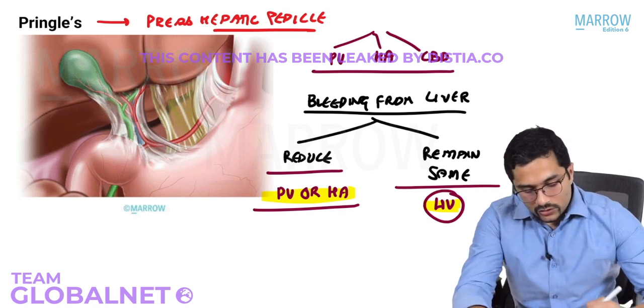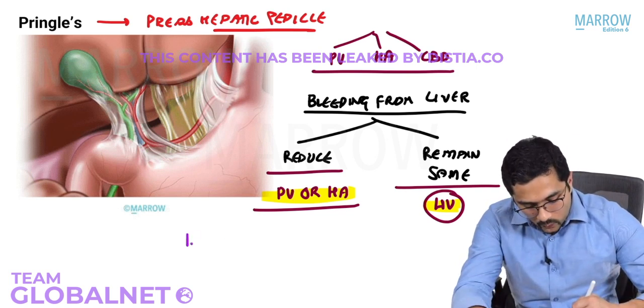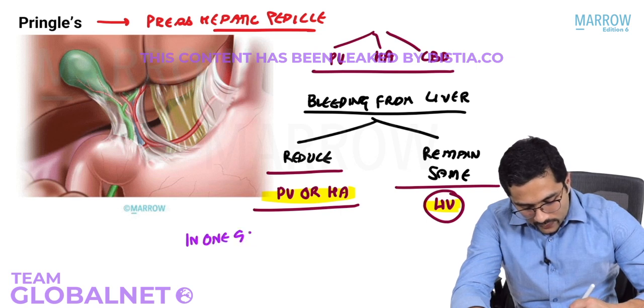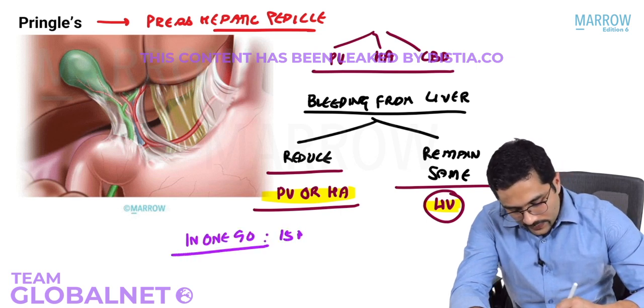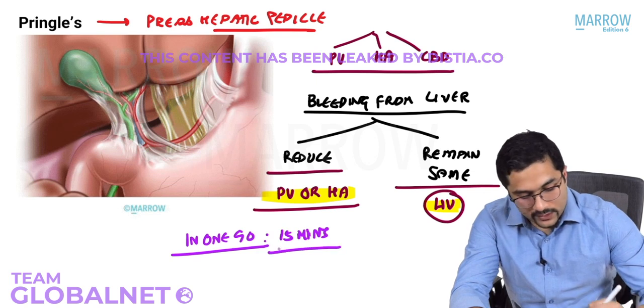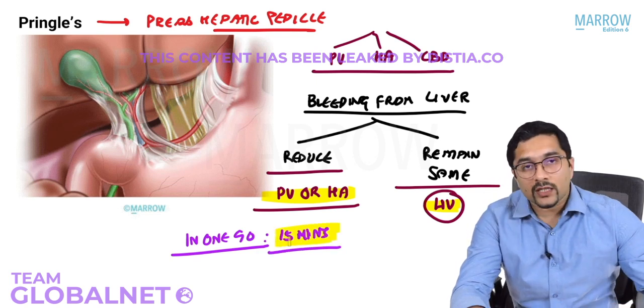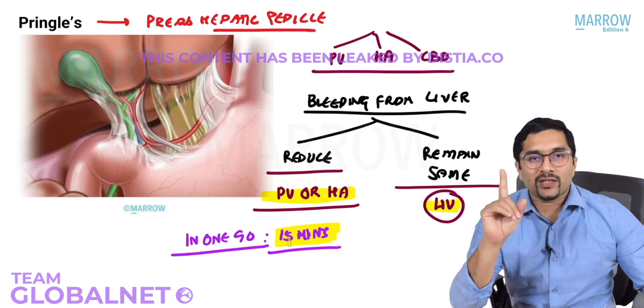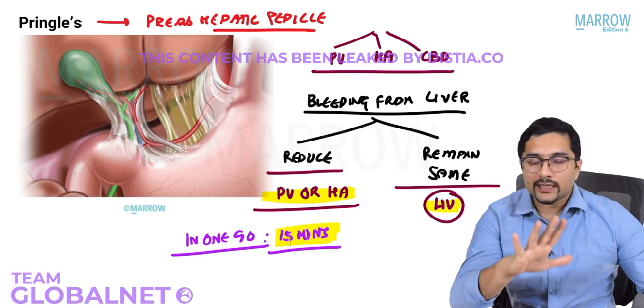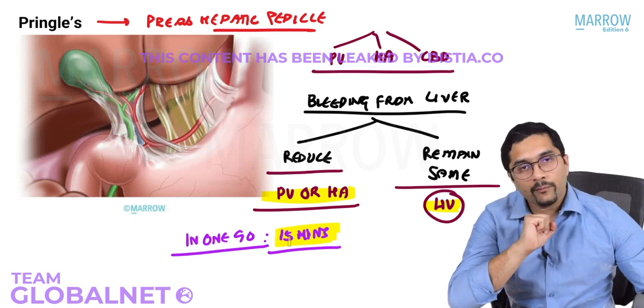And one more thing which you should remember, that Pringle in one go, 15 minutes is the maximum time you will do Pringle. Otherwise, there will be damage to the liver parenchyma. So the maximum duration is going to be 15 minutes. That is also written in Bailey and Sebastian, both.